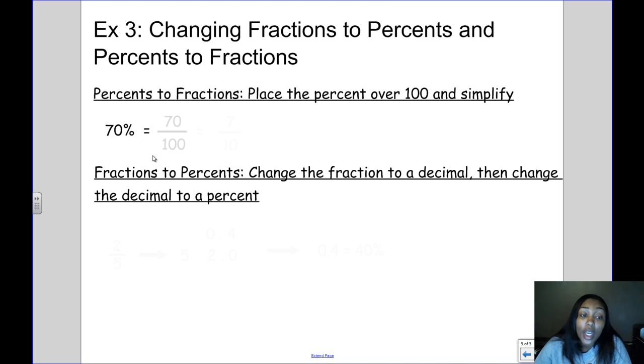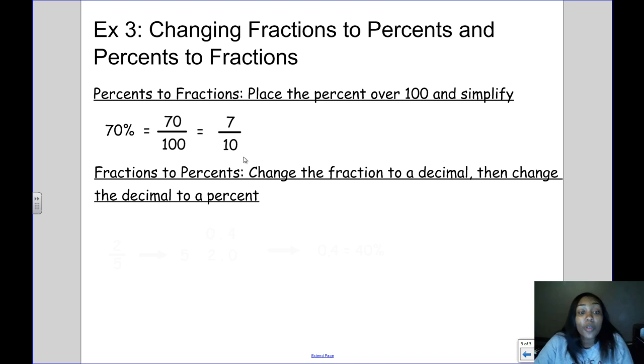The first thing I do is place the percent over 100. So I'm going to put 70 over 100. And then my next step is to simplify. 70 and 100 can be divided by 10. So in simplest form, it would be 7 over 10 or 7/10. So 70% as a fraction is 7/10.